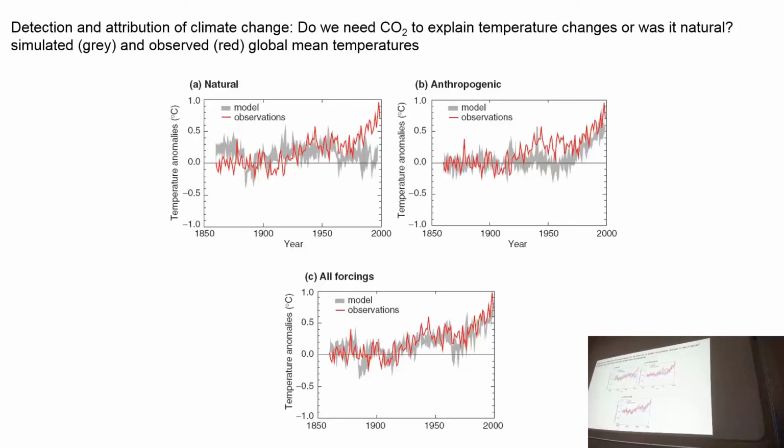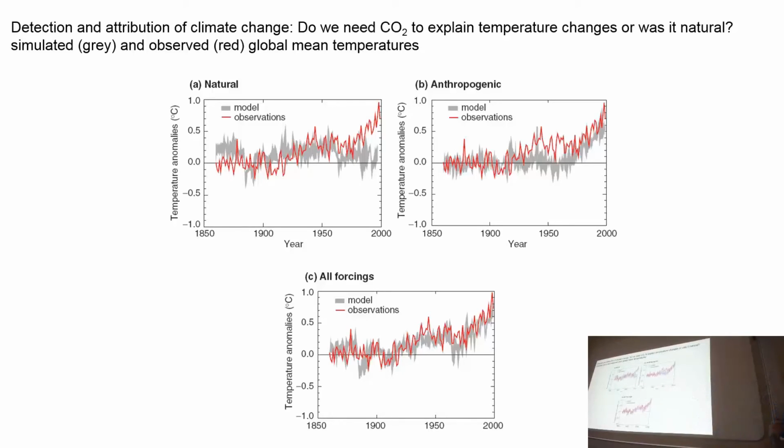And if they just run their model with natural forcings, so changes in solar irradiance and changes in volcanic forcing, you get this kind of result here. If you ignore the natural forcings and you say it's only greenhouse gas forcings, you get something like this. Okay, so you do start to reproduce this increase at the end here. If you add them all together, you get this result here, which most closely matches the observations.